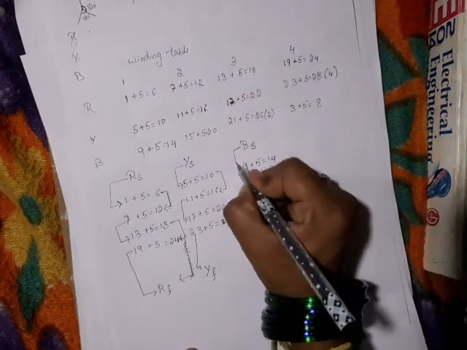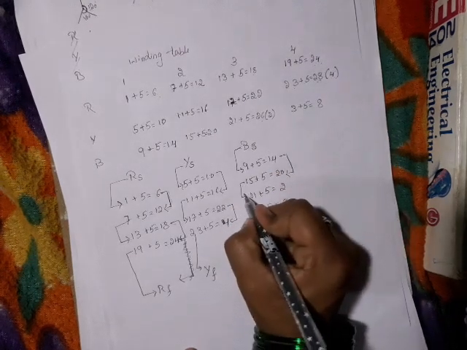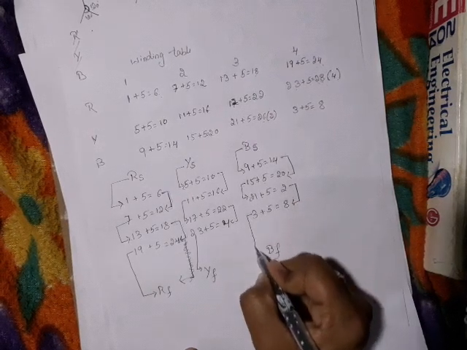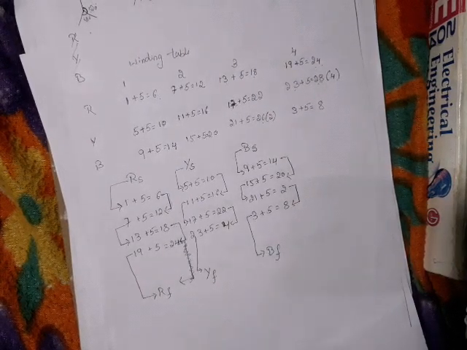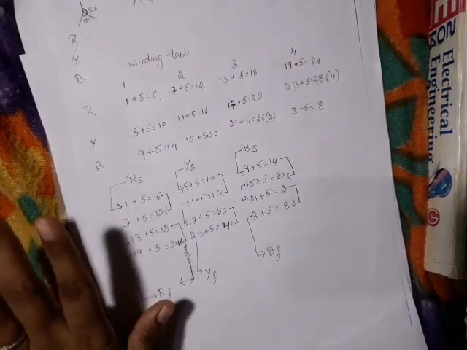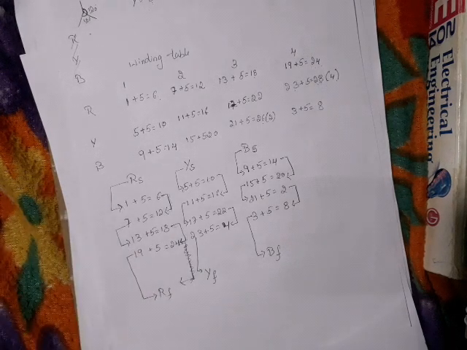BS is connected to 9. 14 is connected to 20. 15 is connected to 21. 2 is connected to 8. And 3 is connected to BF. These two tables are very important to plot the winding diagram. Now I will plot the winding diagram.